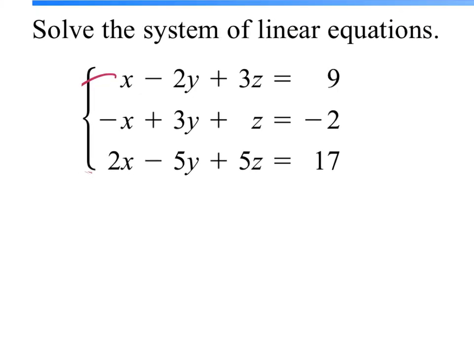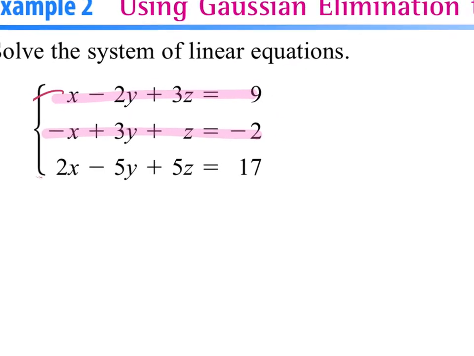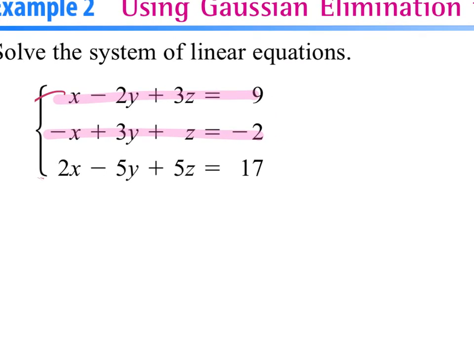So first thing we're going to do, we have 3 equations. We want to work with 2 at a time. So we're going to work with the first 2 first, and we want to cancel out one of our variables. Which variable should we cancel out in our first 2 equations? X. We already have a positive x and a negative x, so the x's cancel, and we just add everything else together.